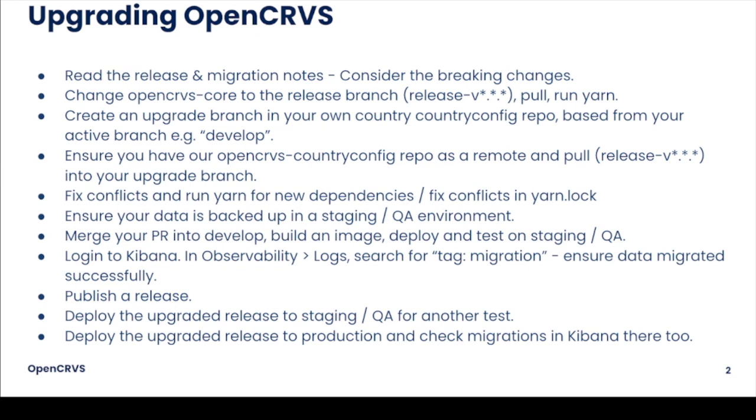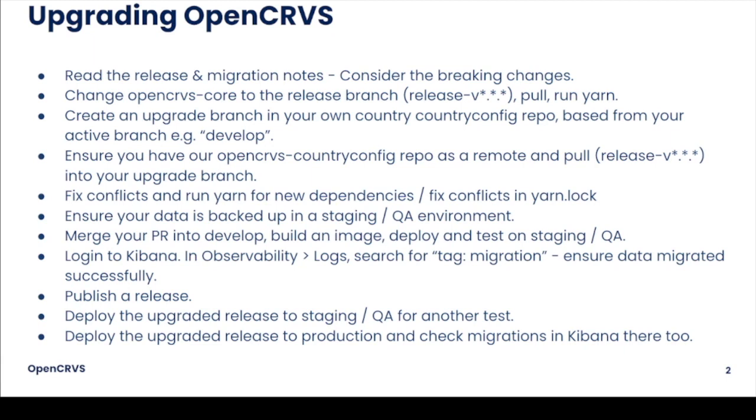So you need to go through the conflicts one by one, fix them, and then run yarn to install new dependencies. And running yarn will also fix any conflicts you experience in the yarn lock file. You don't have to fix those yarn lock conflicts manually. Ensure that your production data is fully backed up and restoring in either a staging or quality assurance environment where you can test your upgrade before you deploy to production.